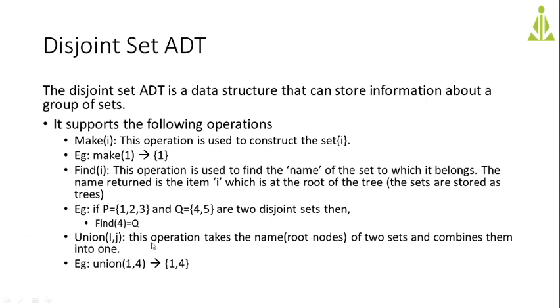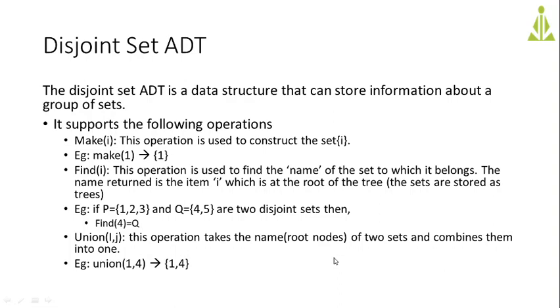Union is i comma j. This operation takes the root nodes of two sets and combines them into one, like union 1 comma 4, then 1 comma 4 in curly brackets becomes a set. Whenever we have union 1 comma 4, or 1 comma 5, 10, or 1 comma 3, 4, we make them together, that is union. So this is the disjoint set ADT.